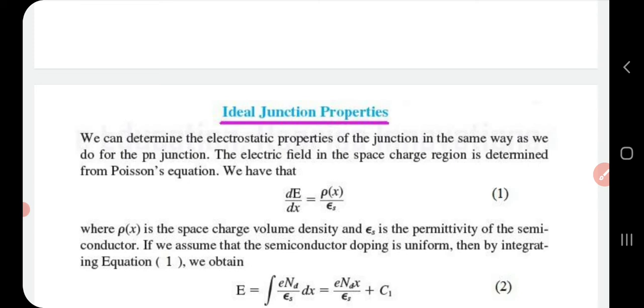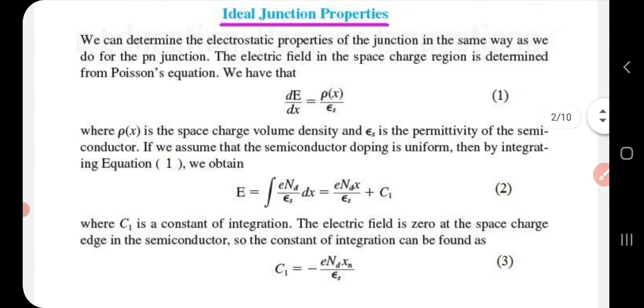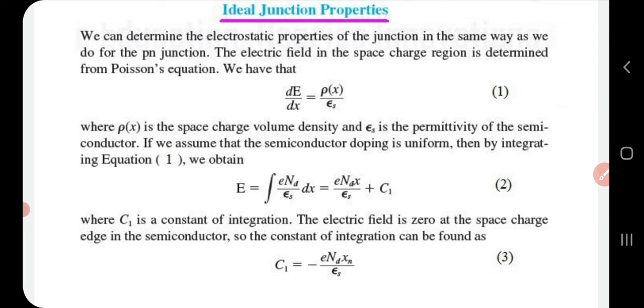The electric field in the space charge region or depletion region is determined from Poisson's equation. So we have dE/dx equal to rho(x) by epsilon_s. Here rho(x) is the space charge volume density and epsilon_s is the permittivity of the semiconductor. Suppose that the semiconductor doping is uniform. Then on integrating dE/dx we get E equal to e N_d x by epsilon_s plus C1.